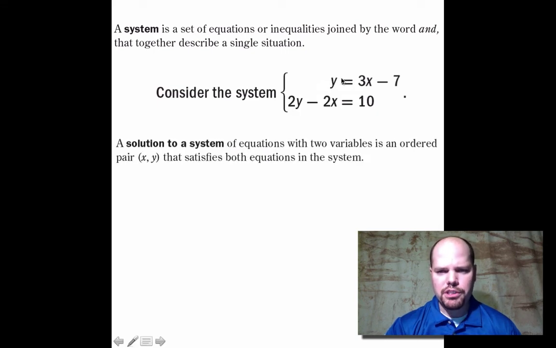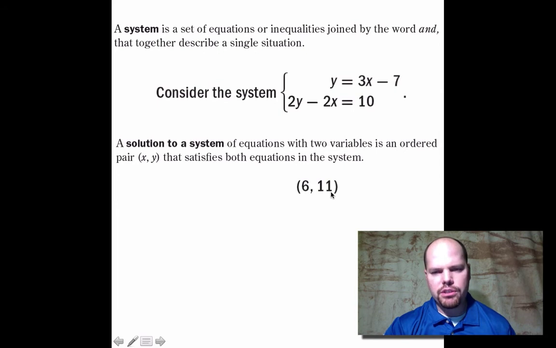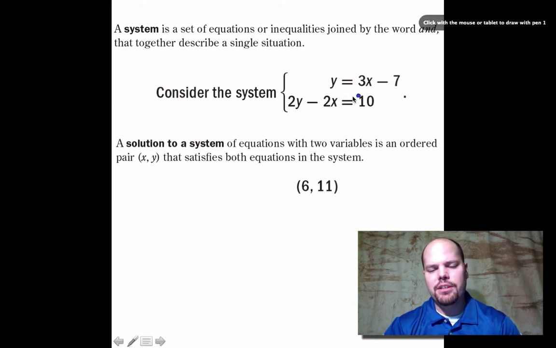A solution to a system of equations with two variables is an ordered pair x and y that satisfies both equations in the system. So what would be the solution here? We'll find methods to solve this, but let's say x is 6, y is 11. If it's a solution, that means it satisfies both equations.